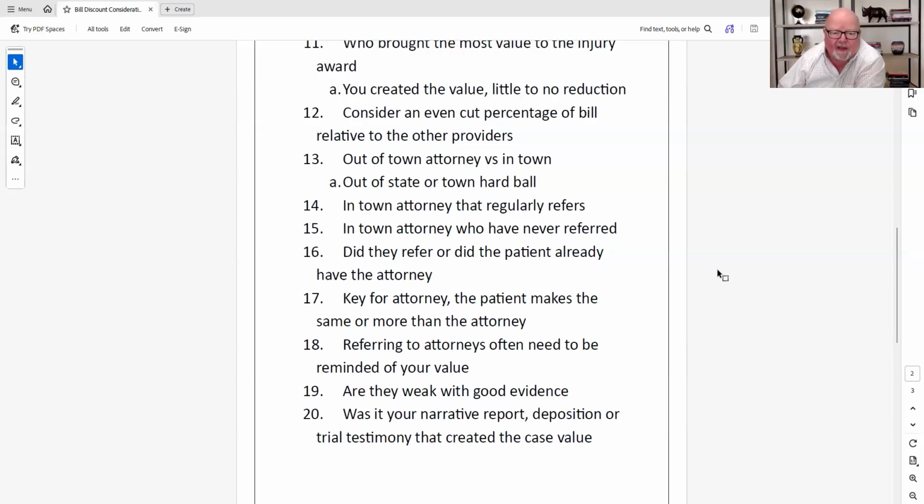Okay, so in-town attorney who has never referred. Well, remember, those are good opportunities. I always call those opportunities. You just got to get to the sales presentation as fast as you can. The easiest attorney to create referrals from, I say this all the time, is when you have a PI case walk in your door and they already have an attorney, and that attorney is in your market. That's the easiest attorney to win over.